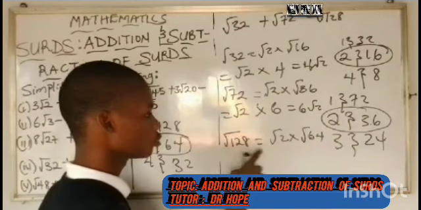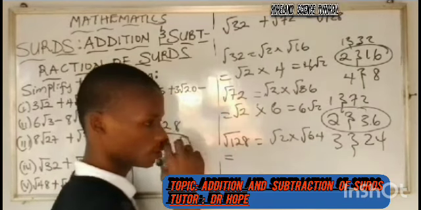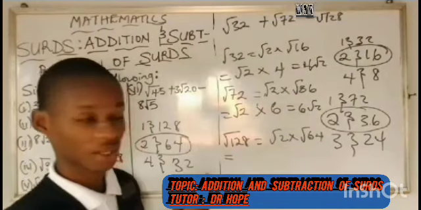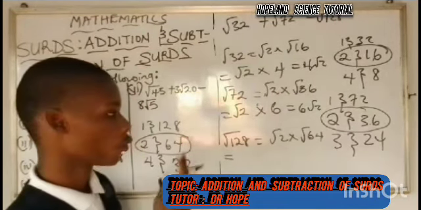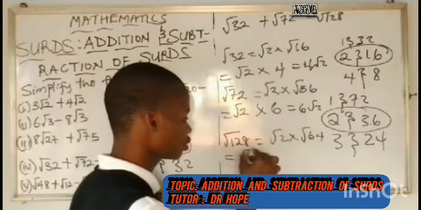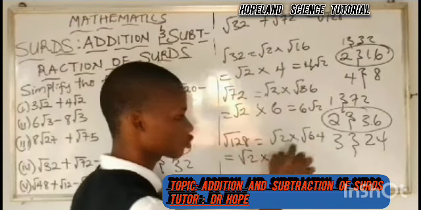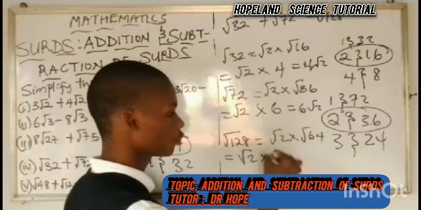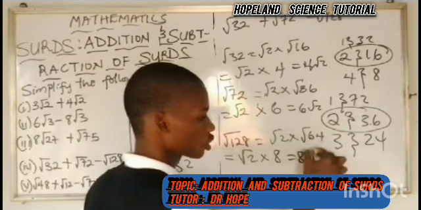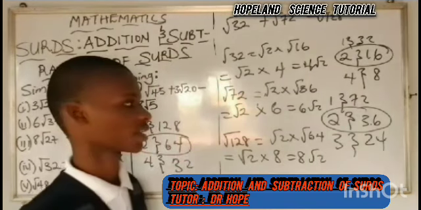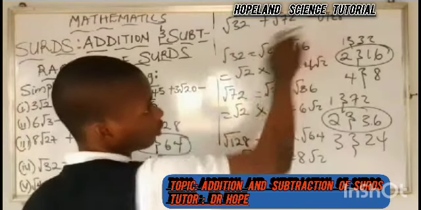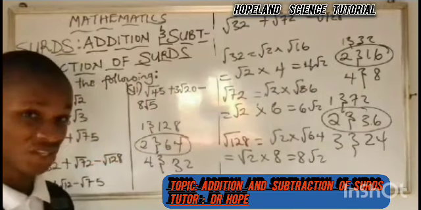So now let's continue. Square root of 2 will give us a decimal, because 2 is an imperfect square, so we maintain it. Root 2 times square root of 64 will give us 8. 8 times root 2 is 8 root 2. As simple as that. So we have succeeded in making each of them a basic surd.